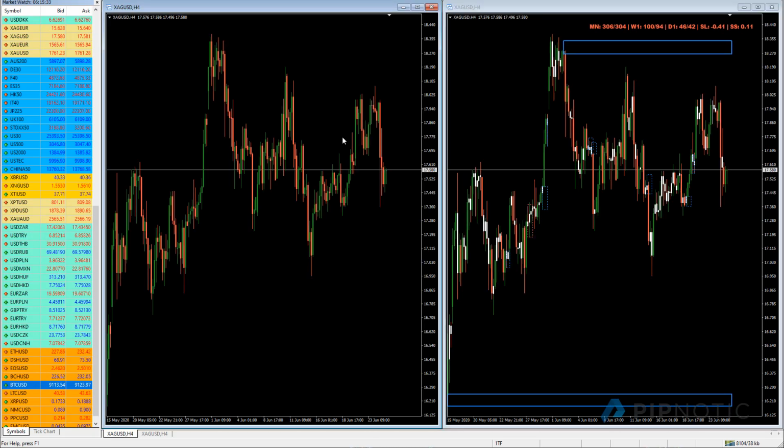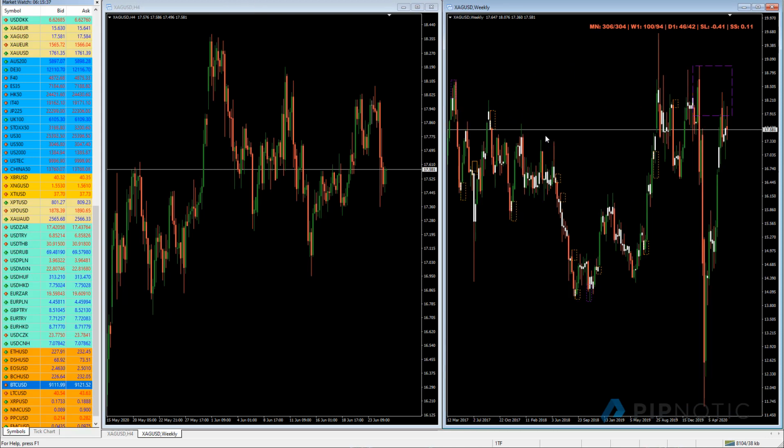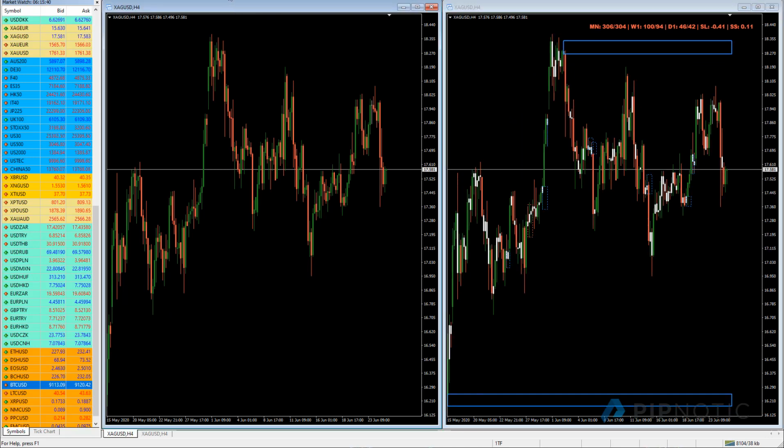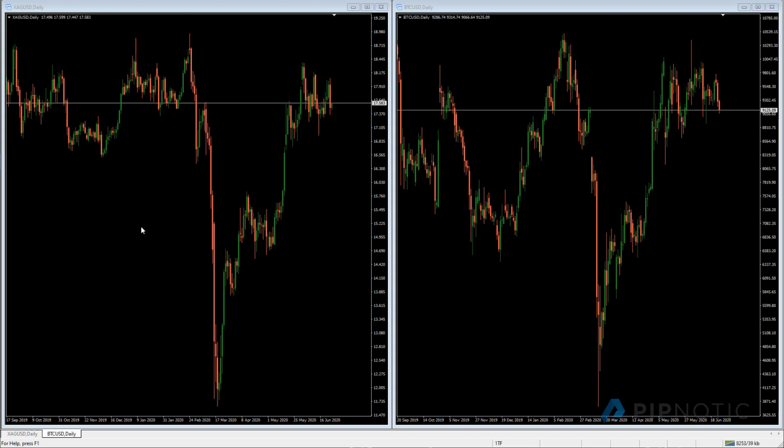Let's have a look at these. 4 hour, let's go to the weekly and take this to the weekly. Alright, look at this. This is the gold American dollar, and this is Bitcoin American dollar.